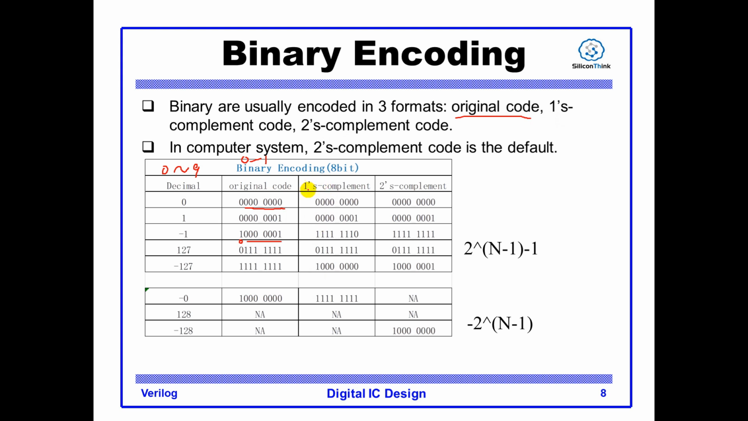And the one's complement code, this column. One's complement is the same as original code for positive numbers, so they are the same. But for negative numbers, it will invert all the remaining bits. For example, this is -1. The sign bit is 1, and it will invert all the remaining bits of the original code.